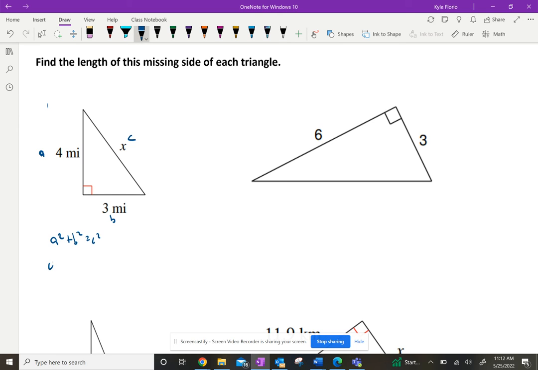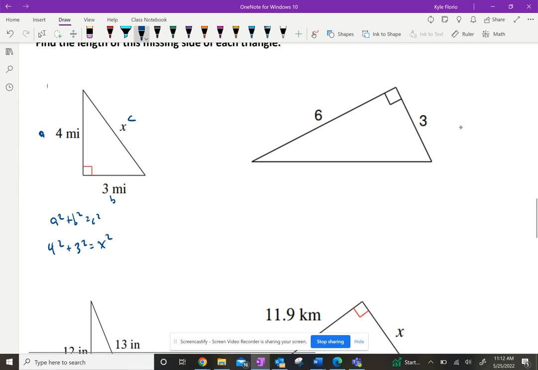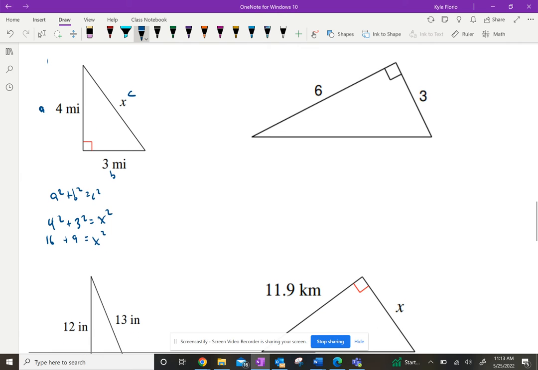So if A is 4, we have 4 squared. If B is 3, we have 3 squared. And C is X, so we're going to call it X squared. So what must X be? Well, 4 squared is 16. 3 squared is 9. That has to equal that third side squared. 16 and 9 is 25.